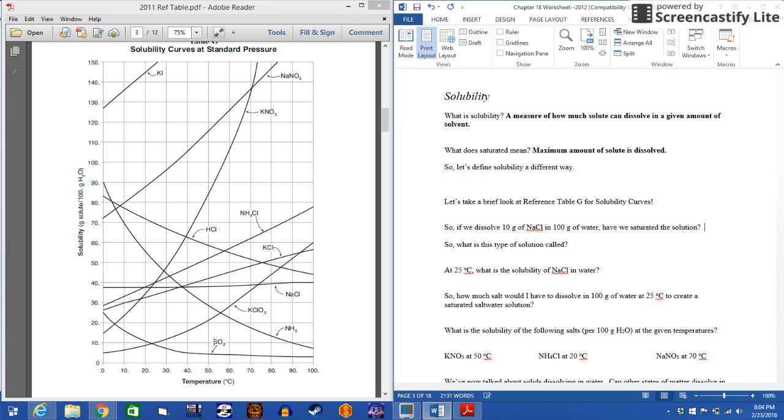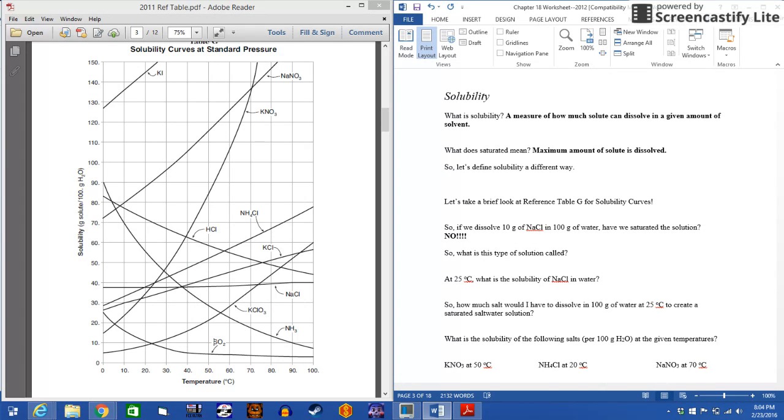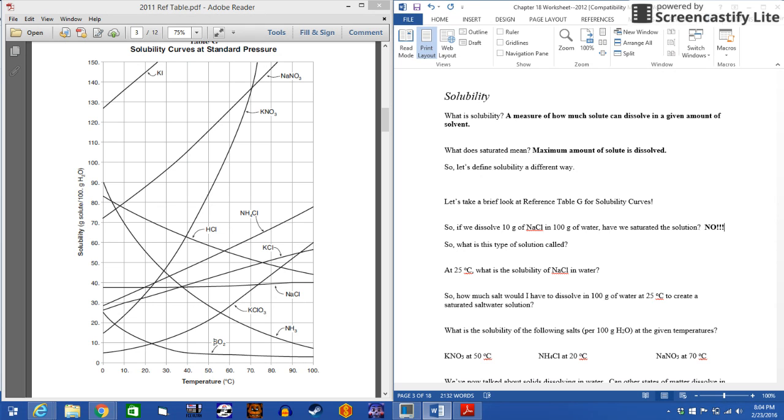No, we haven't saturated, not at any temperature. So sometimes it depends on the temperature. So you see some of the curves are rather steep, like the potassium nitrate one's very steep. That's not true for sodium chloride. So no matter what the temperature is, we will not saturate. What is this type of solution called? Yeah, it's really creative. It's called unsaturated. Okay, there's no reason to make it any more difficult than that.